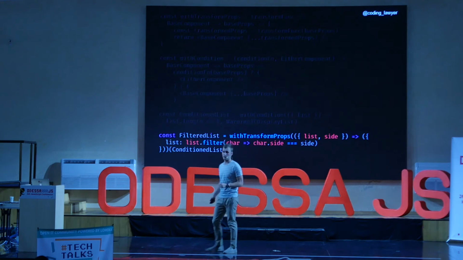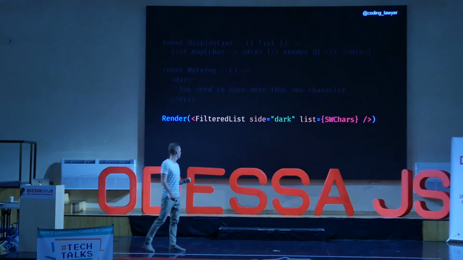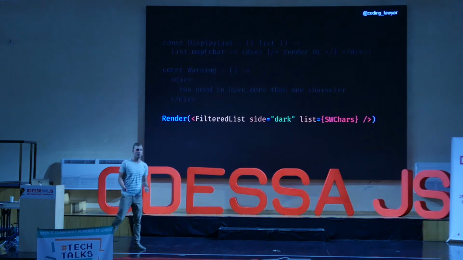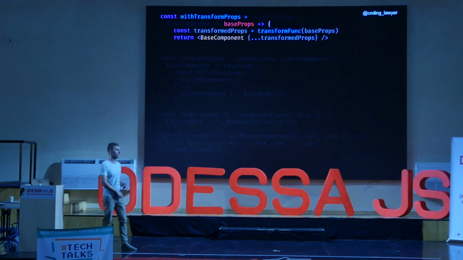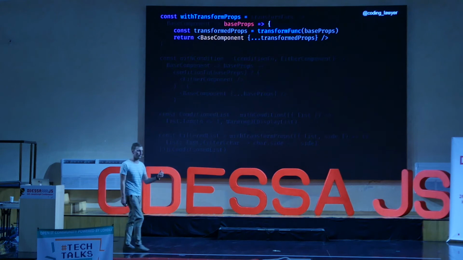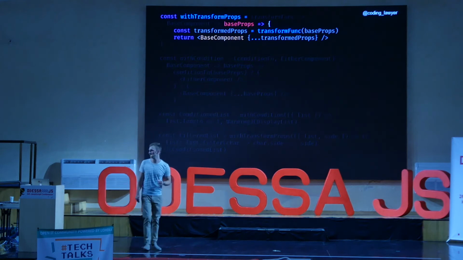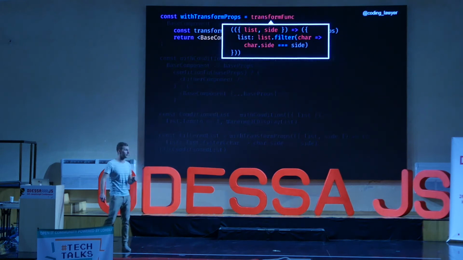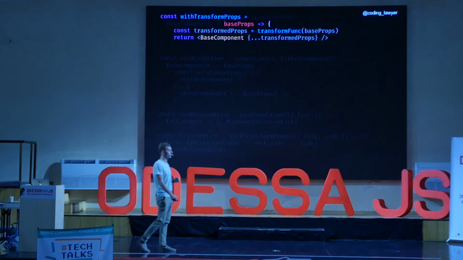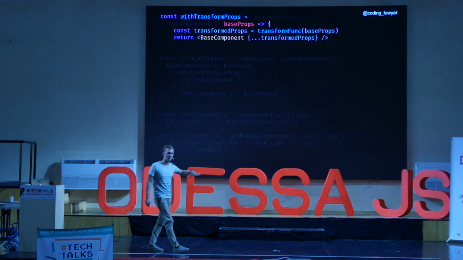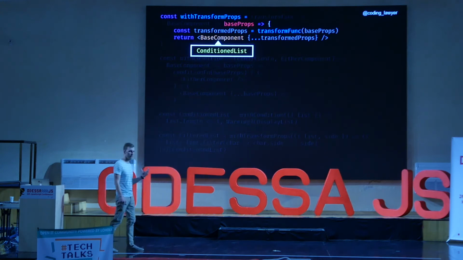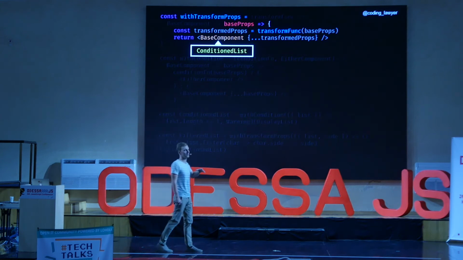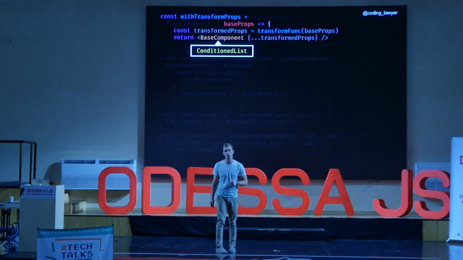So we can render it now. Let's pass props to it: our list and size prop. These props go to the with filtered list component, that is the component returned from with transform props. Here, we have our configuration function inside a closure, our filtering function. So we filter the list of Star Wars characters and pass the filtered list to the base component. And the base component is conditioned list, and conditioned list is a component returned from the with condition.